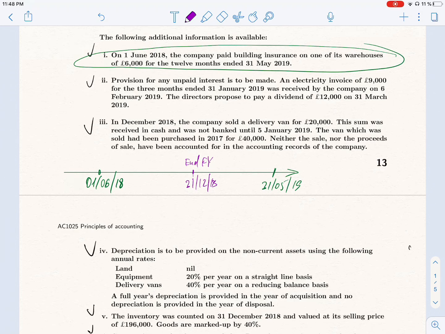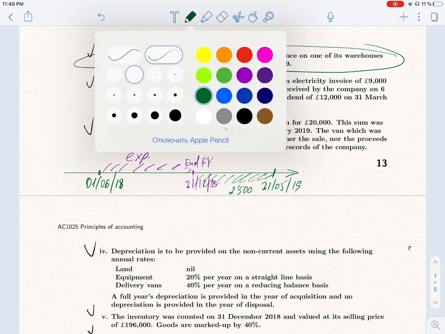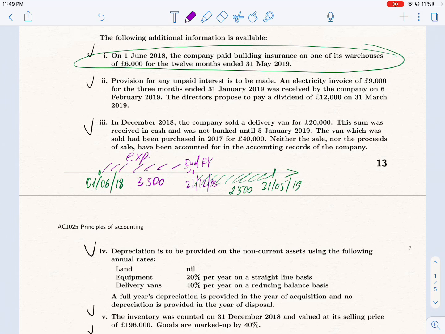So all the insurance which is used by the end of the date should be treated as expense, insurance expense. And all the insurance which should be used in subsequent 5 months of year 19 should be treated as prepayment. So if the company paid 6,000 for the whole year of insurance, prepayment should be stated as 2,500 and expenses should be stated as 3,500. That means that we have to adjust insurance expense and insurance prepaid.